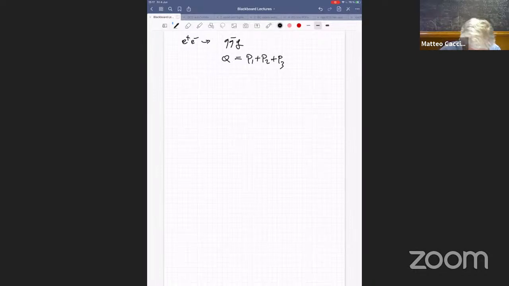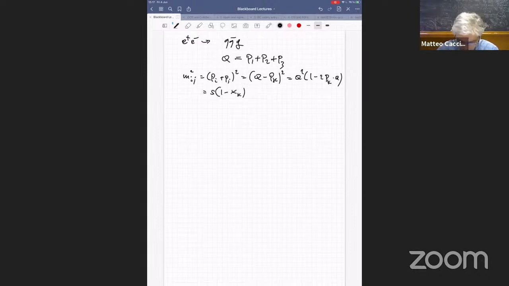And of course, let me write that in general, M_ij squared would be (P_i plus P_j) squared, which is (Q minus P_k) squared, which is, of course, Q squared times (1 minus 2 P_k dot Q over Q squared). And if you remember how we defined the x momenta in the q q bar g emission, this is s times (1 minus x_k), where k is the third particle in the event.